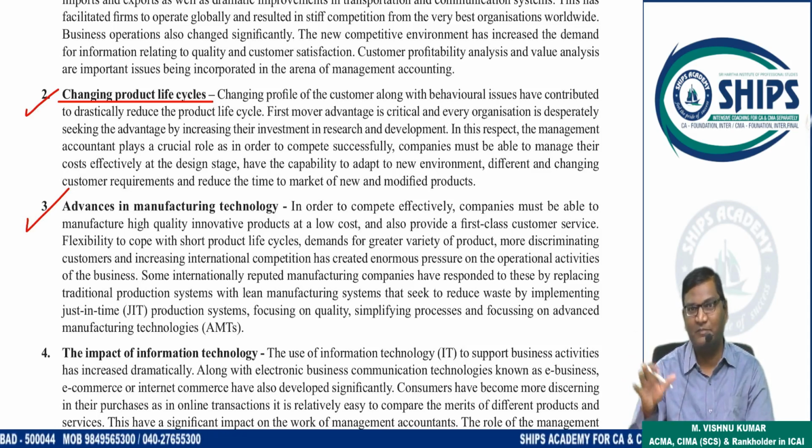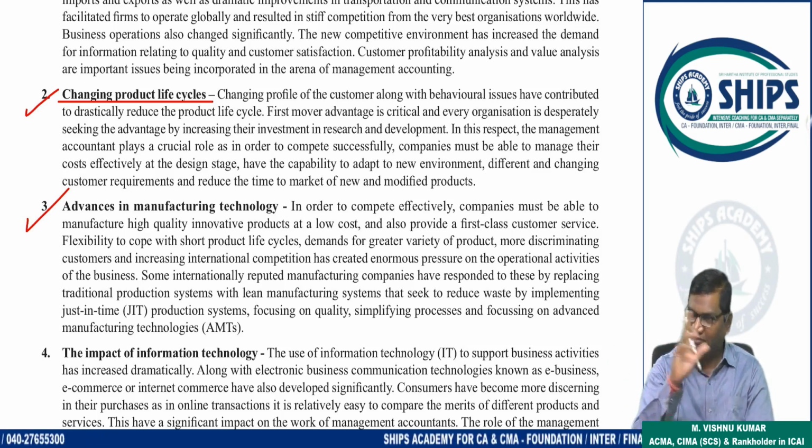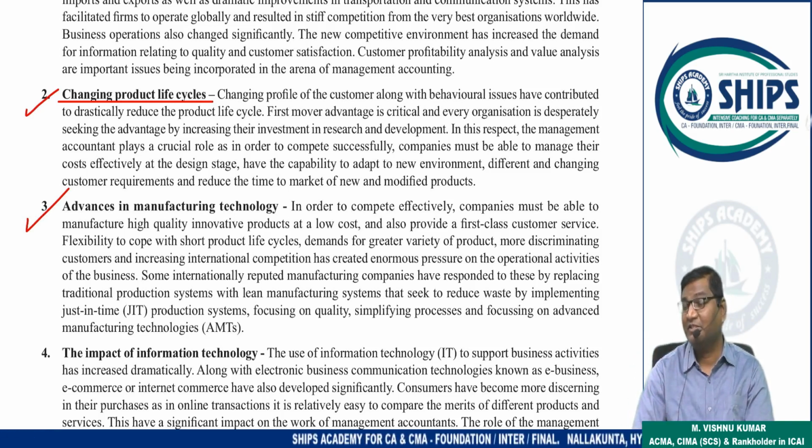First you have to book and you have to pay some amount. After your order is booked, amount is taken, then manufacture will start. So this system is called as just in time. This system is called as what?